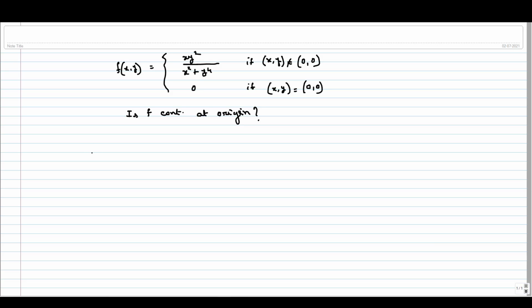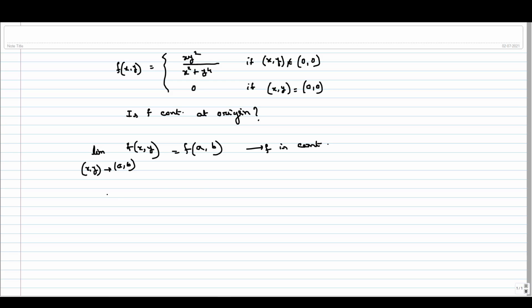Suppose I am checking the continuity at a comma b. If the limit of the function as xy tends to a comma b is the same as f of a comma b, then we can say that f is continuous. So at first we have to check whether the limit exists at the origin or not.